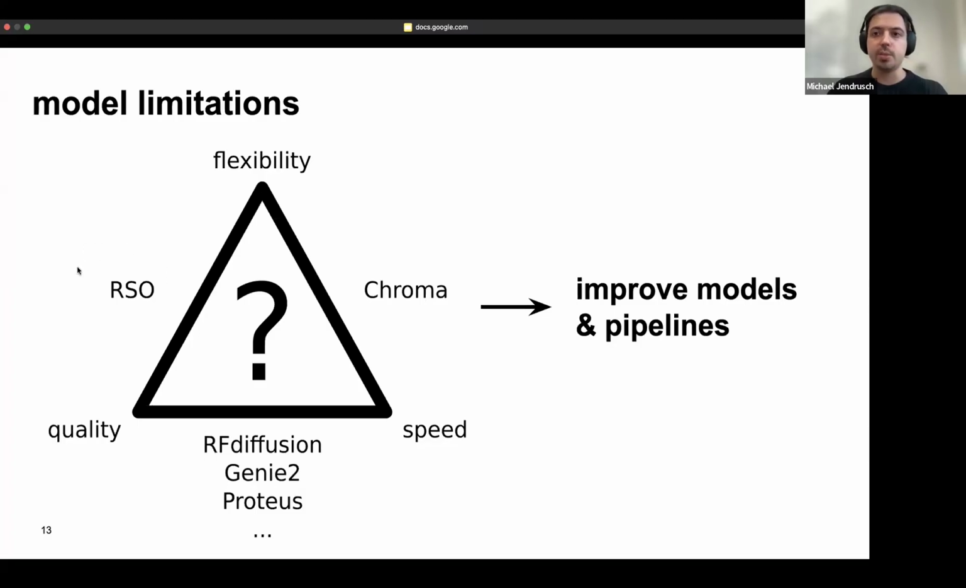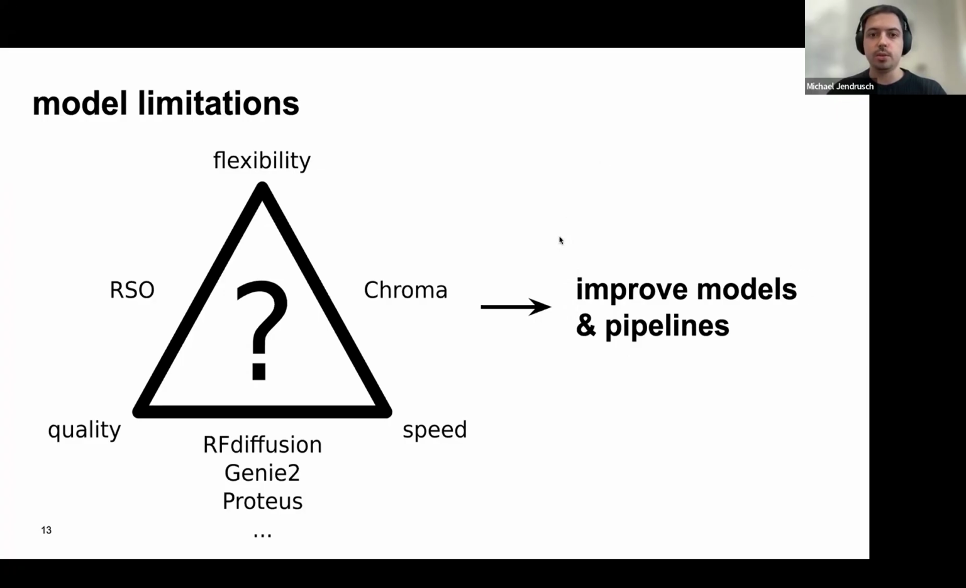On the other hand, hallucination-based methods like RSO, they give pretty good quality and are very flexible, but they are also very slow. And then there's Chroma, which for some reason seems to be very flexible and very fast, but the designability lags behind comparable models. So we want to improve the models and pipelines here to get somewhere in the middle of this triangle.